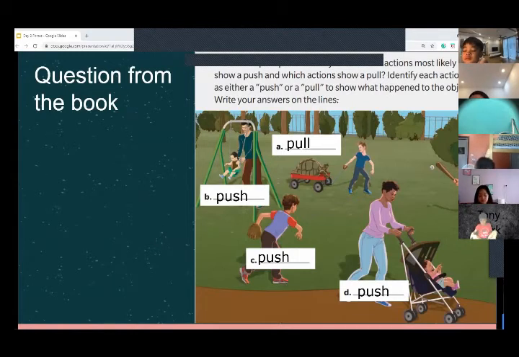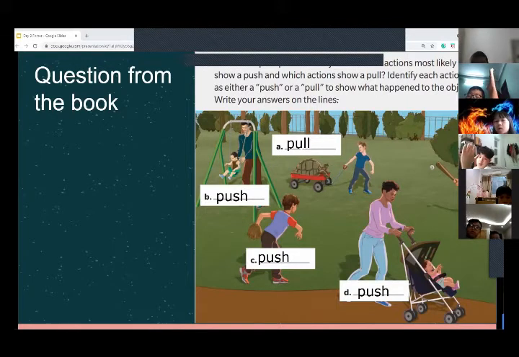The boy is pulling a tortoise. The father is pushing the baby. The boy is throwing a baseball, which is a push. And then the mom is pushing the stroller. So I have a question for you guys. Which one of these do you think took the strongest force to do?